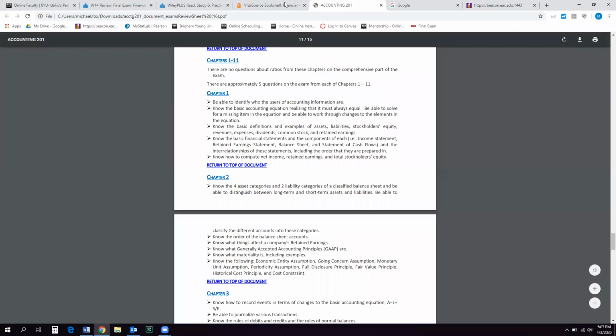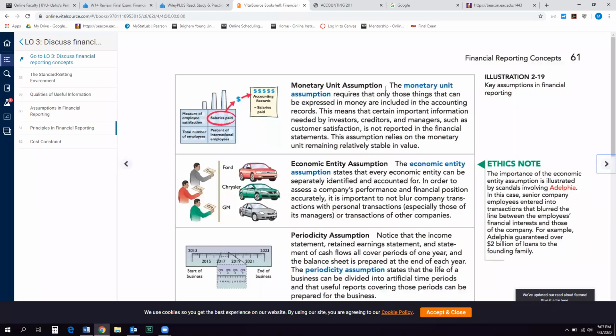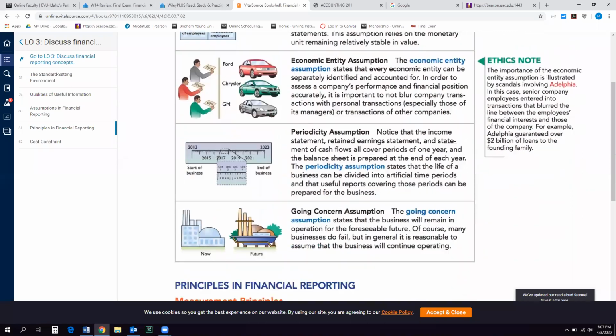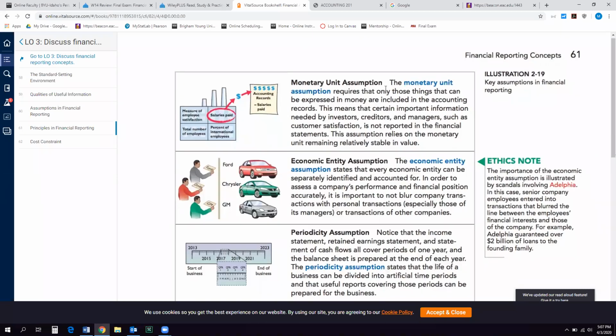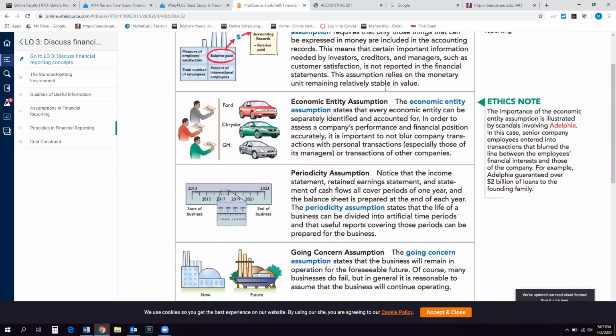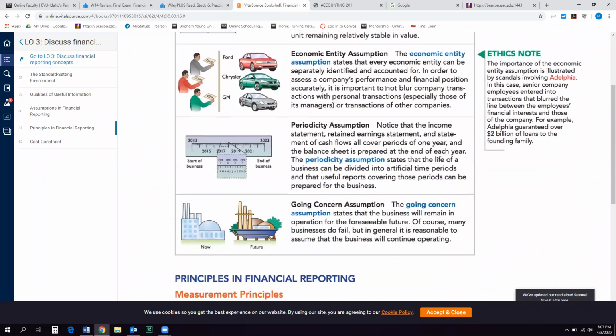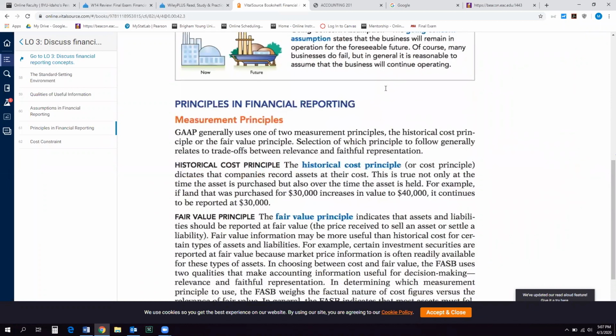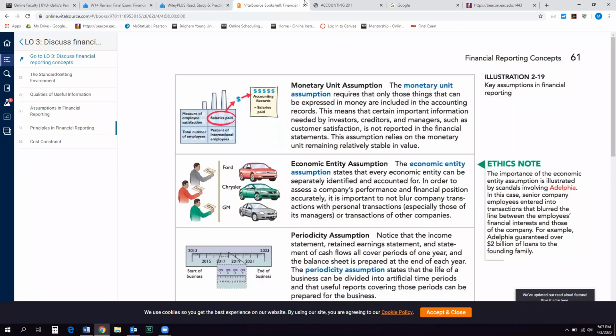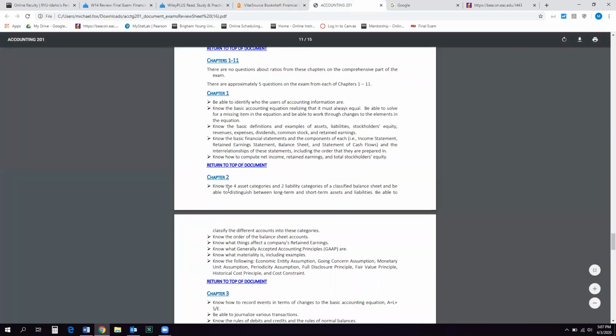To make it easy, I just looked it up in the book. So here on page 61, it has them broken down for you: monetary unit assumption, and so forth. So hopefully you can just check those out. In fact, I'll even scroll through them slowly here. So if you need to, you can just look right here instead of looking them up in the book. Anyway, so there we go. So that's the chapter 2 items.